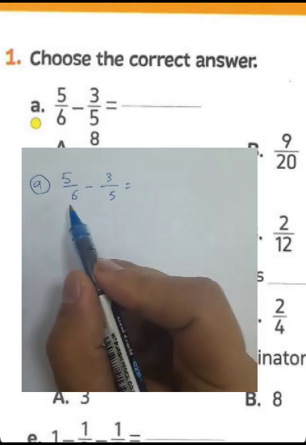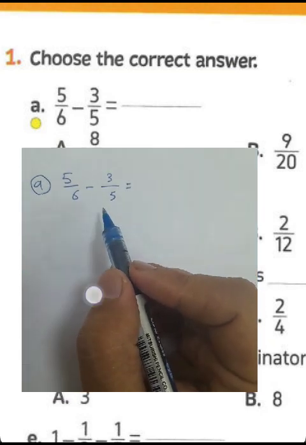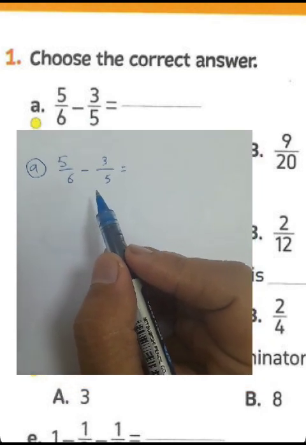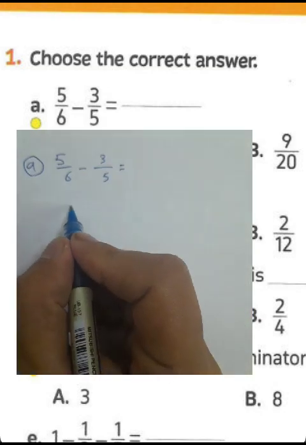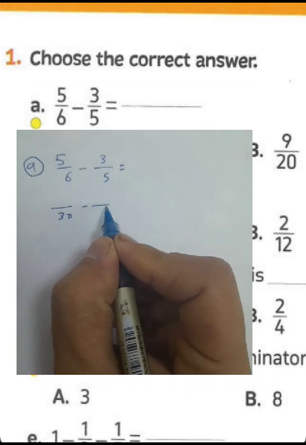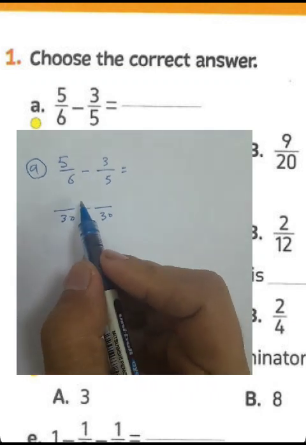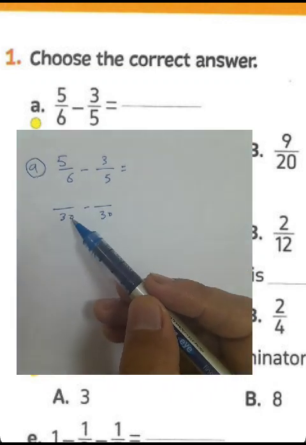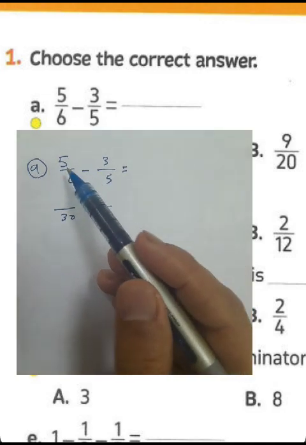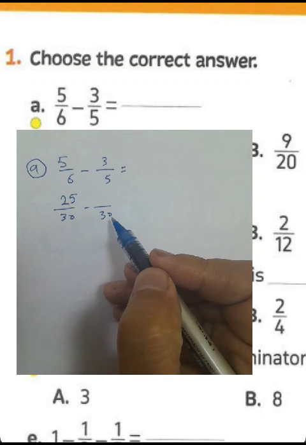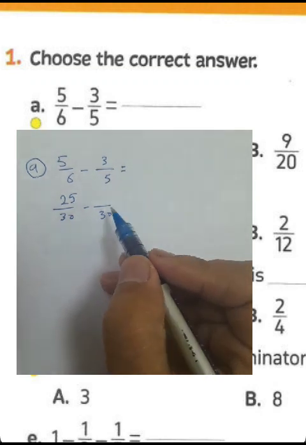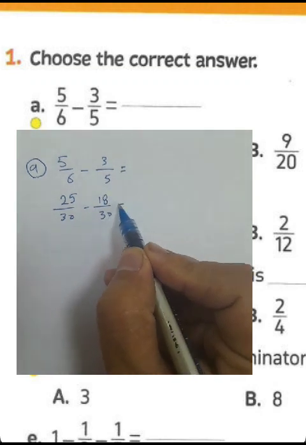We can find the least common multiple between the two denominators 5 and 6. It will be 30, because 5 and 6 are relatively prime numbers. Then we can write 30 in the denominator of both fractions. And then 6 times 5 equals 30. 5 times 5 is 25. 5 times 6 equals 30. Then 3 times 6 equals 18.